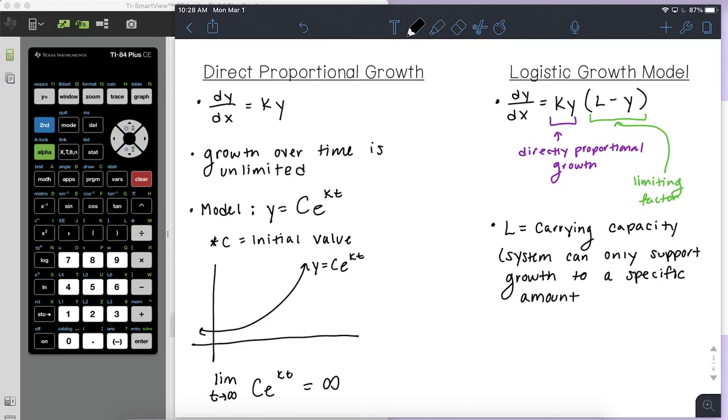Just like if you look at a school building, our school can only hold so many people. So the population growth of our student body has a limiting factor because it's the amount of kids that we can put into a classroom at any given time.